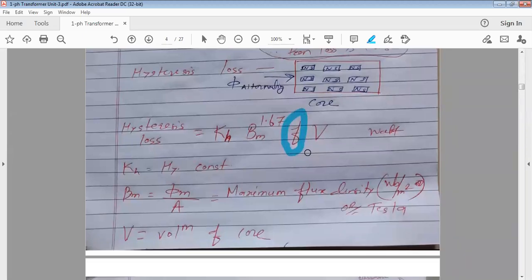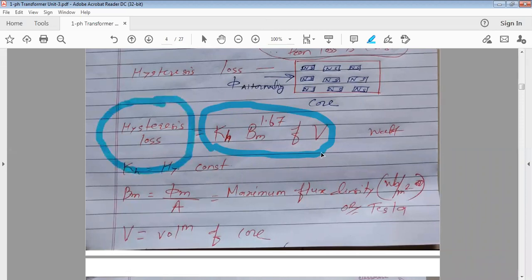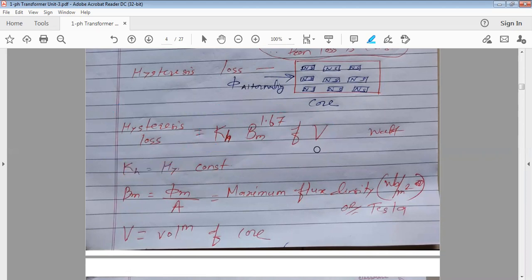What about supply frequency? Constant. Once you manufacture the core, what will happen with the volume of core? That also will be constant. So what is the conclusion? All parameters in this formula are constant. So what do you think? Load on the transformer you continuously go on changing from no load to full load. Hysteresis loss remains constant, provided you keep the supply voltage constant.